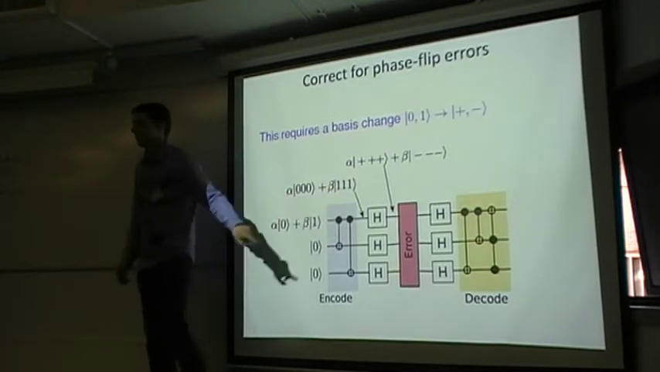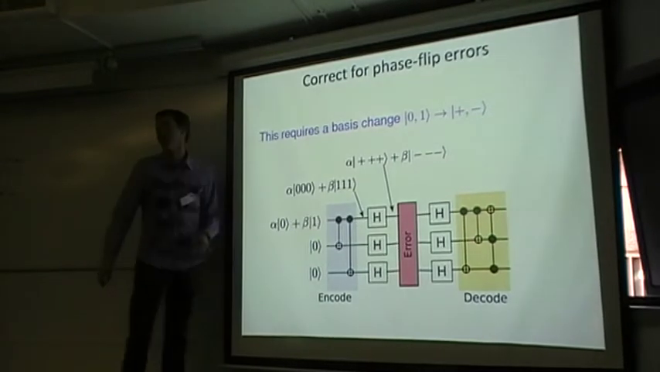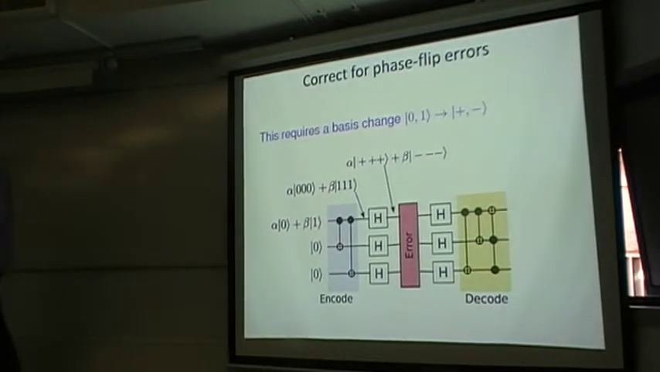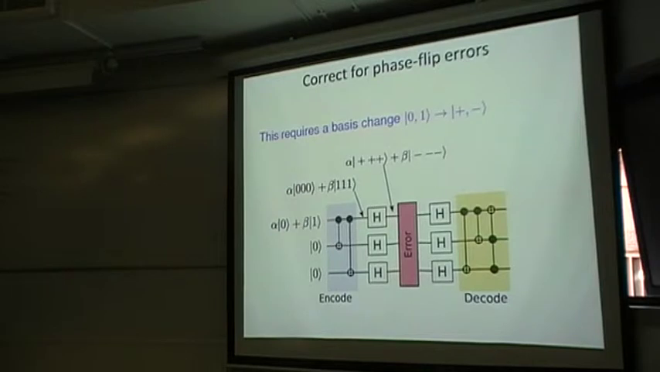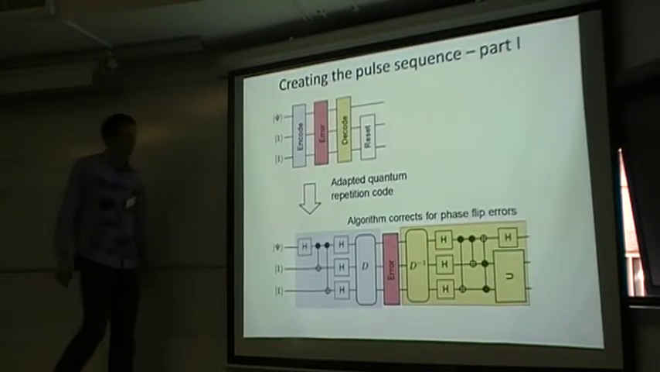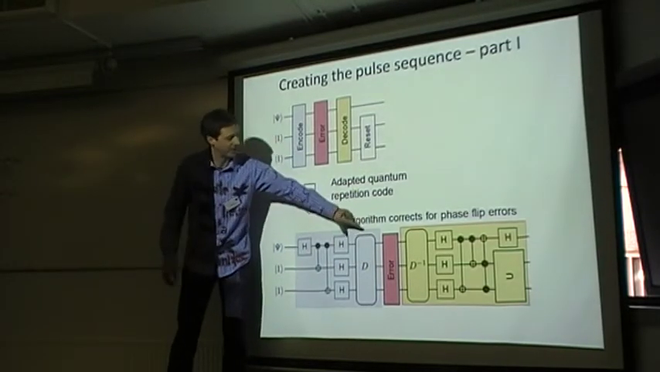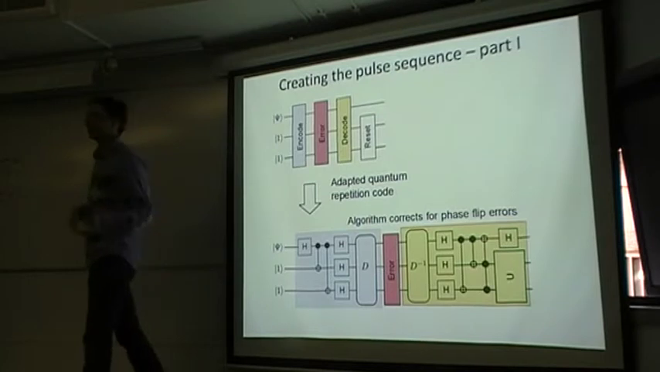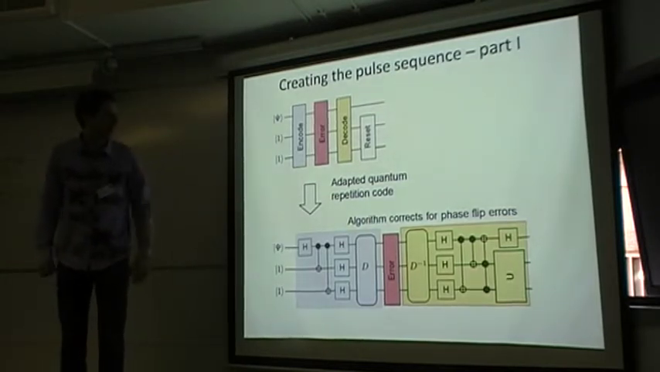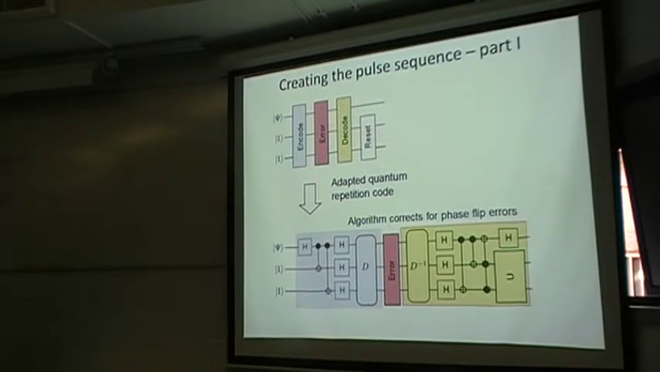So it's just a Hadamard operation before and after your error occurs to actually be able to correct it. Okay, now of course we have the sequence. We can probably put some additional operations here before and after that commute with our errors. And now we want to do such an operation. We want to have our native operations that I told you before, and we want to do these operations.